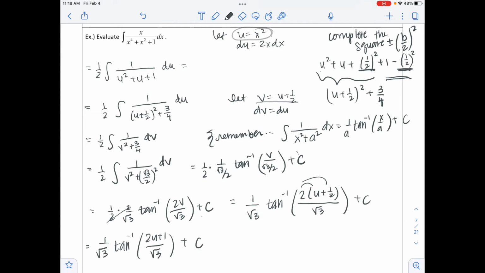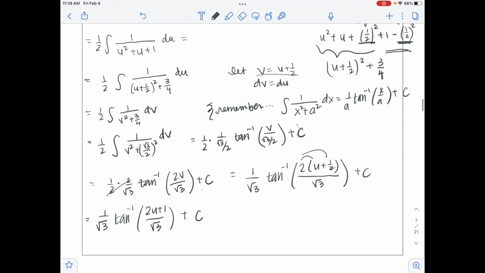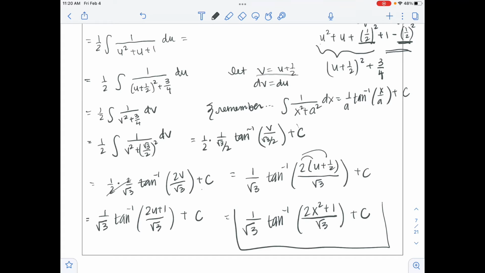And now I still need to back sub in what u is, and u is back up here. U is equal to x squared. That way we get back to our original variable. So we have 1 over rad 3 tangent inverse of 2x squared plus 1 all over rad 3 plus c. And this will be our final answer.